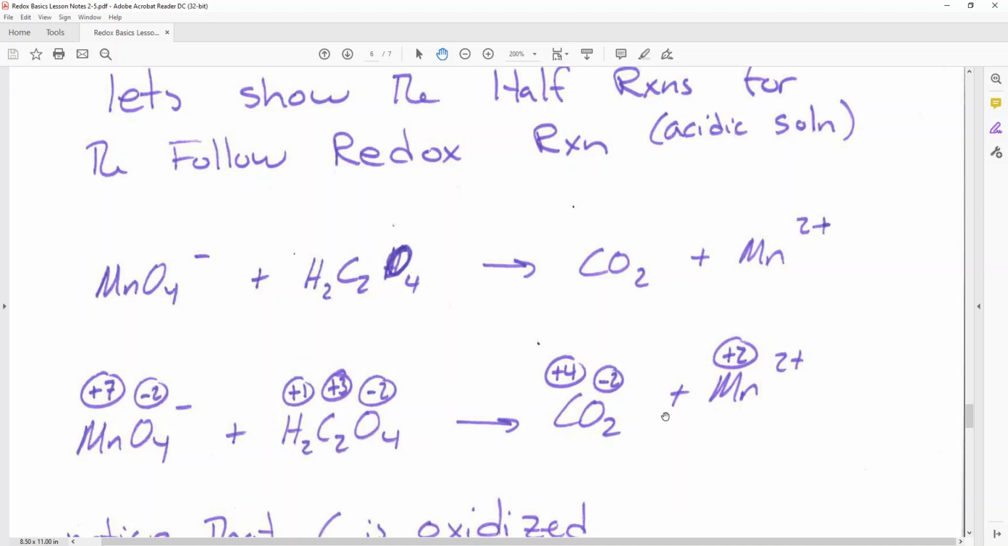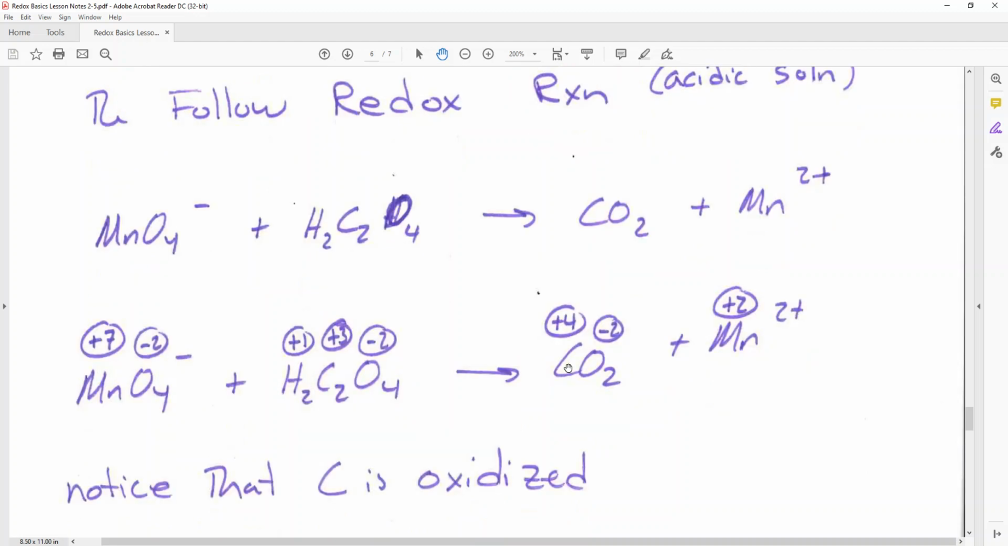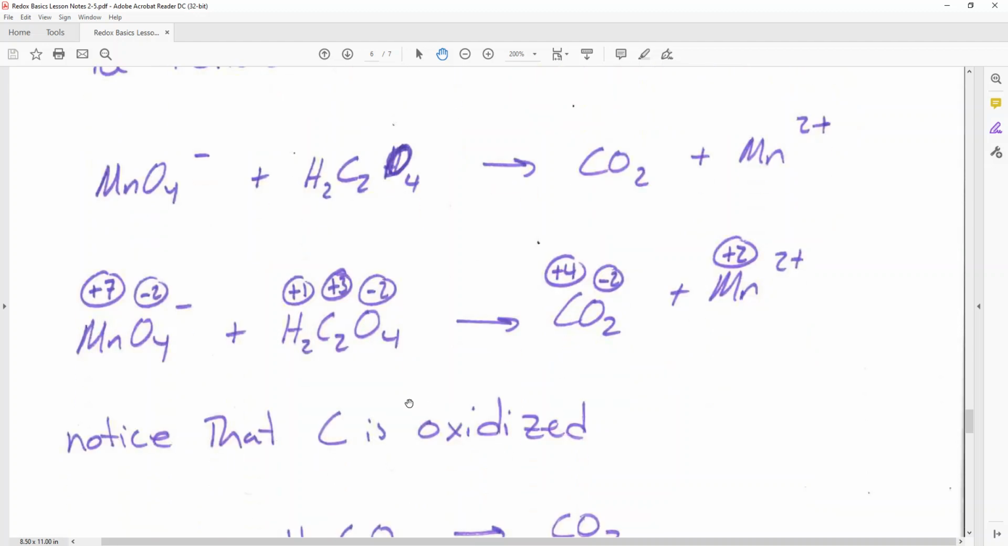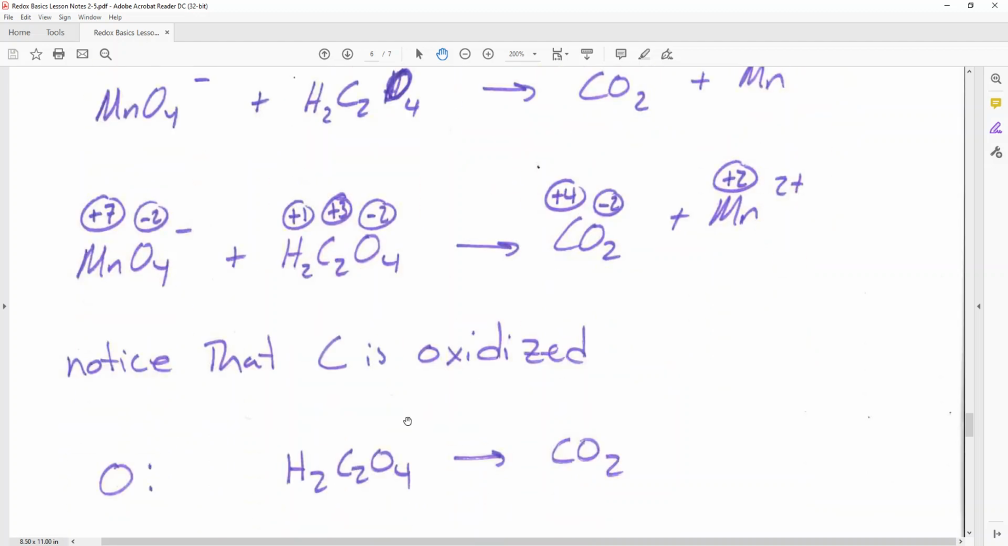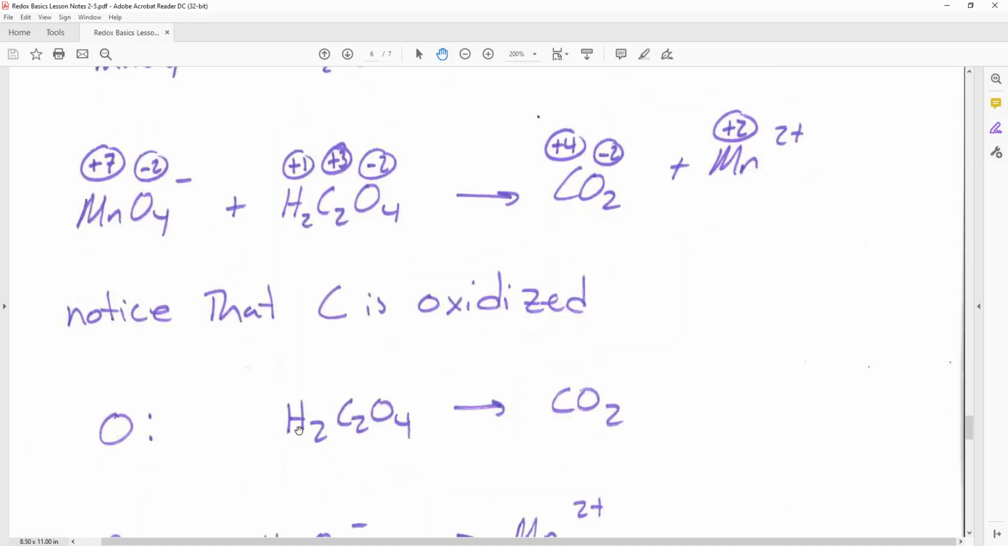There's no hydrogen on this side, but the carbon increased. It went from +3 to +4, so that's oxidation. So notice that the carbon is oxidized, and so if I wanted to write the oxidation half reaction, I would write carbon in whatever carbon was in, and yields whatever it turned into. So this would be the oxidation portion of my half reaction, okay? Of the oxidation half reaction.